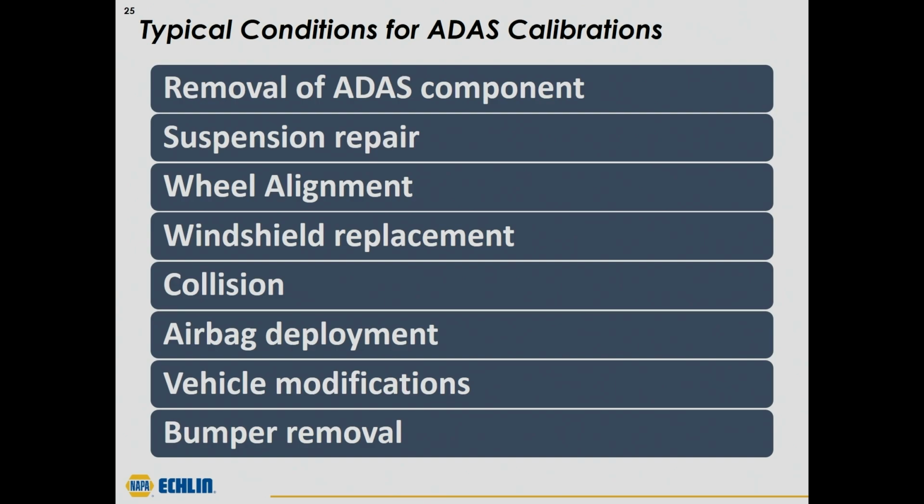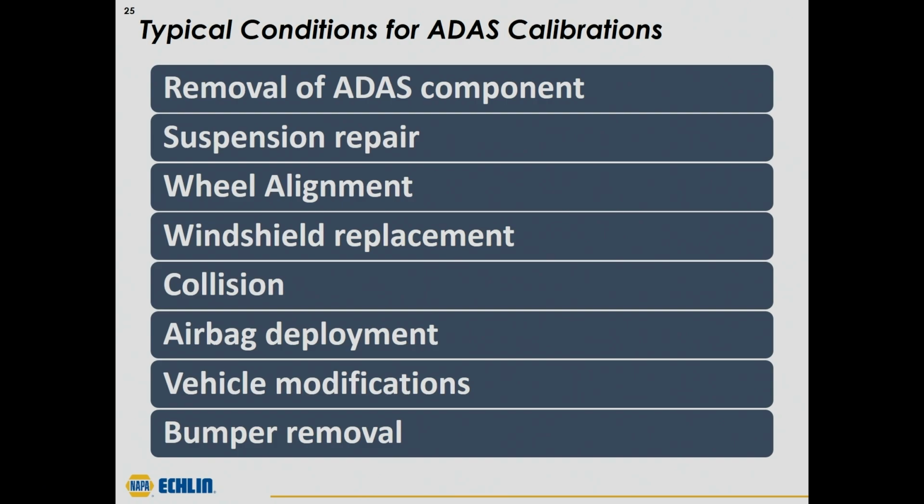If we do any types of suspension repairs, which is wheel alignments, replacing ball joints, if we do a windshield replacement, we do a lane keep assist camera calibration after that. If we have a collision, there are several different reasons why we'll have to do different calibrations. And this is where service information will tell us what we have to actually calibrate after a collision. This will include if we have airbag deployments.